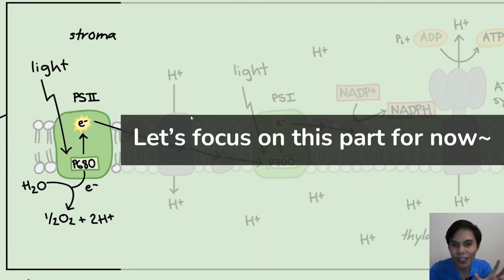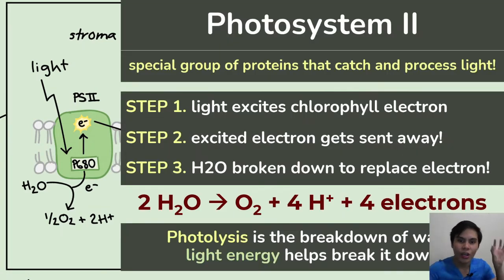So let's focus on this part of the diagram for now, this first part, the one labeled PS2 or photosystem 2. Here we see the first chlorophyll A molecule, your P680. It has an important function there. So let's discuss this. In photosystem 2, it's a special group of proteins that catch and process light. Again, a photosystem is a group of proteins that catch and process light.